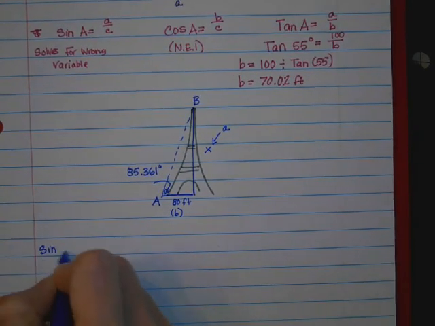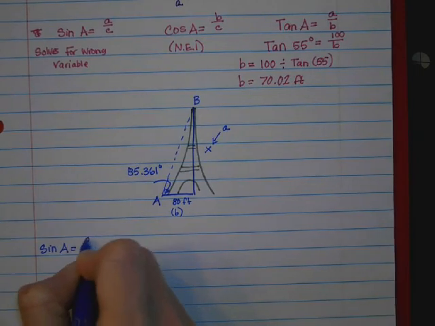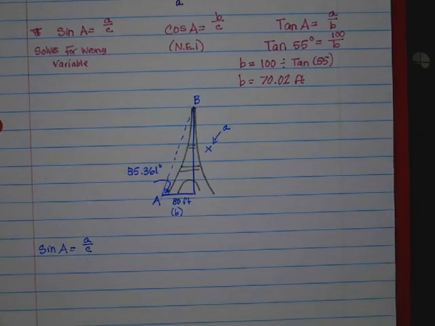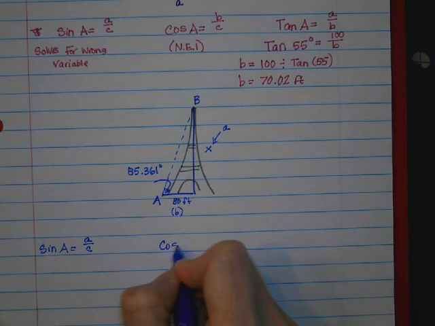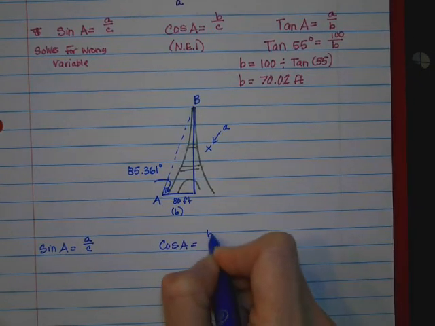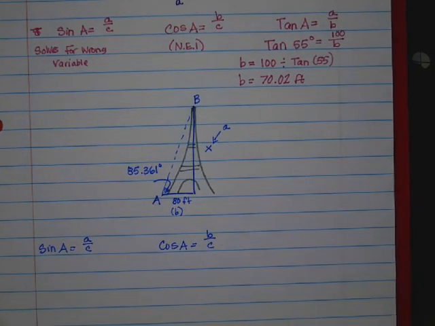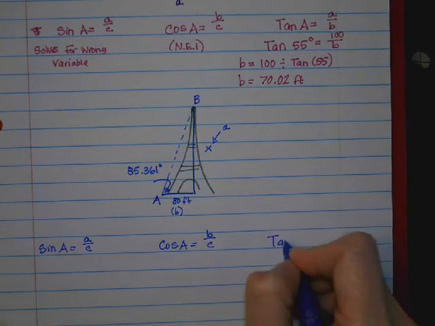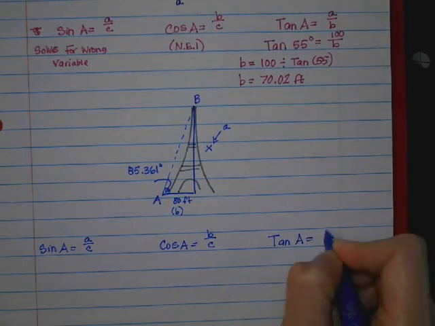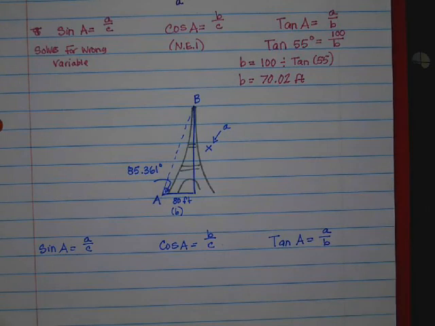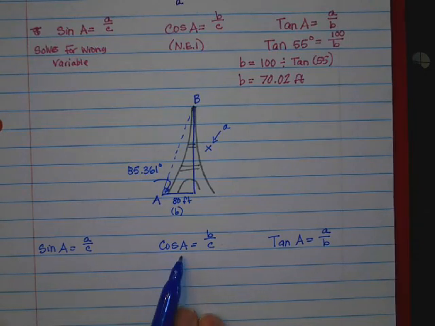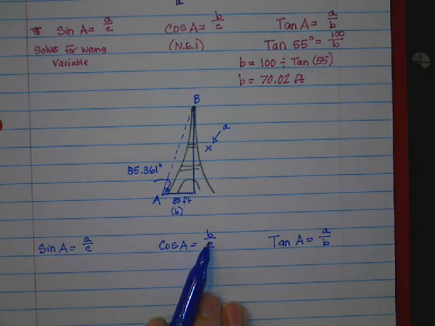We've got the sine of big A is equal to little a over little c. The cosine of big A is equal to little b over little c. And the tangent of big A is equal to little a over little b. So currently I know big A and little b. This is the one I want to use.